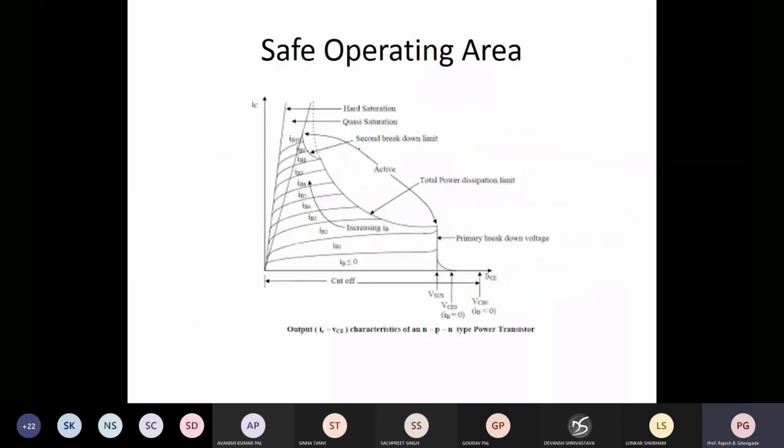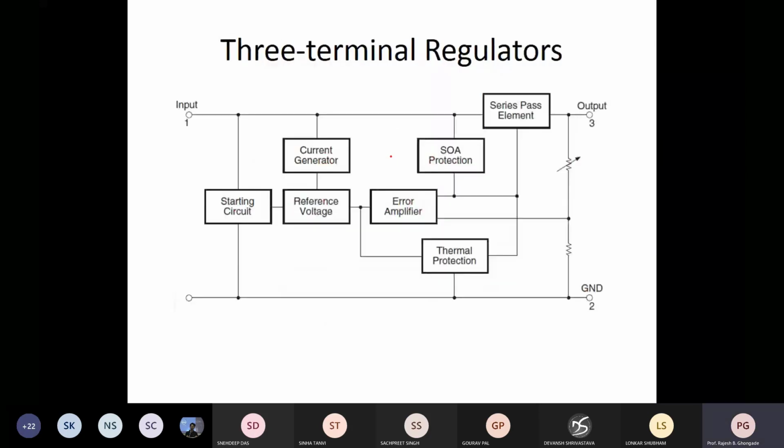This we have already seen, the safe operating area. It simply means that you cannot have the operating point somewhere here. You can have the operating point here, you can have the operating point here, but you are not supposed to go into this area. This is called the invalid area, where if you try to take the transistor into this area, it is definitely going to be damaged. There will be a breakdown. Okay, coming back to the regulators, you have the 3 terminal.